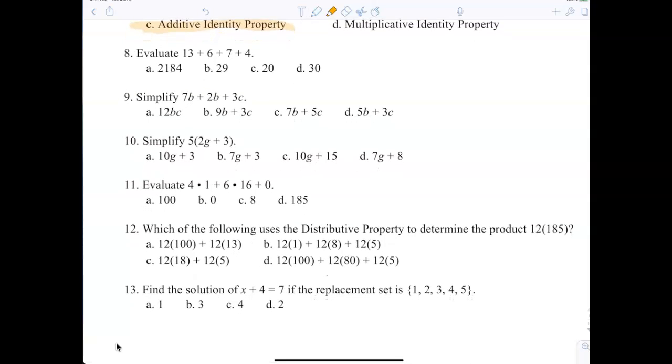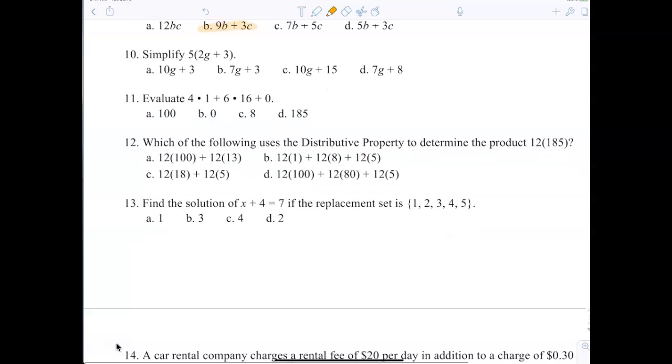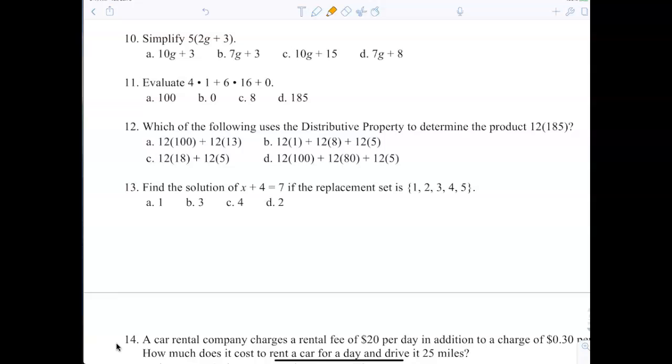All right, so here we go. For number 8, they're just trying to get you to see it's better to just use the commutative property. So that's 20, and that's 10, which makes 30. All right? Simplifying, don't forget you can only combine like terms. Should be adding 7b and 2b, and that's what? 9b plus 3c. All right. Now for number 10, we're distributing. So that would be 5 times 2, which is 10g, and then 5 times 3, which is 15. So that would be 10g plus 15.